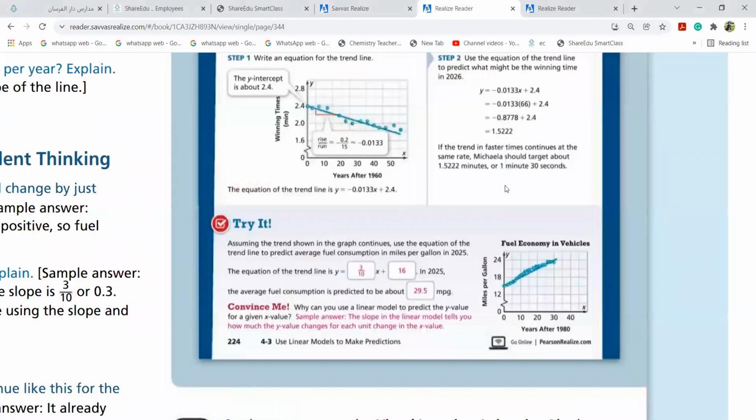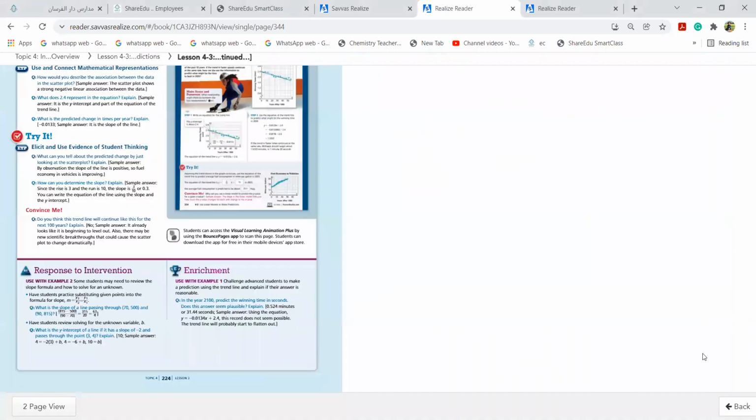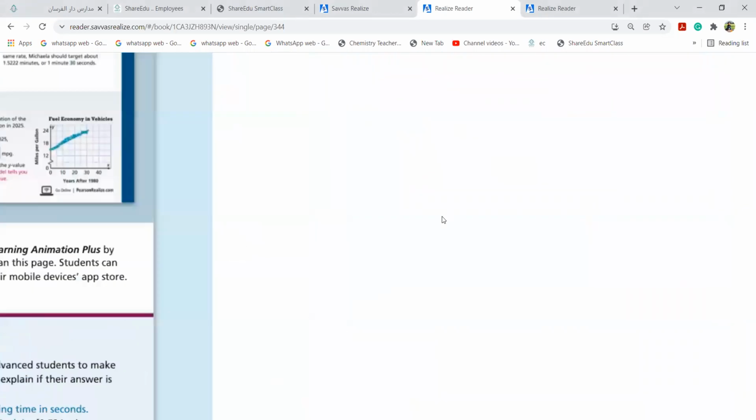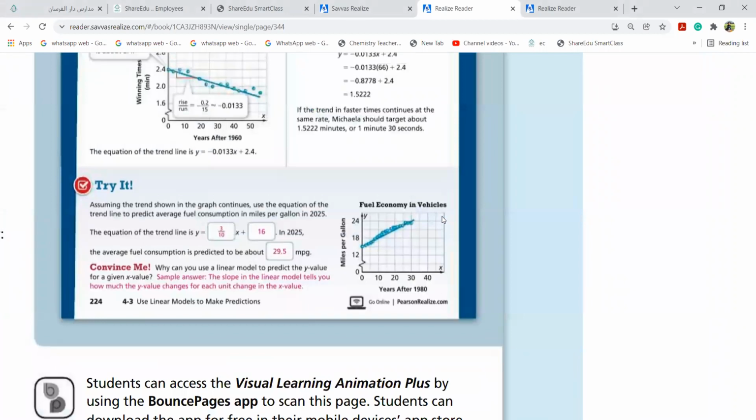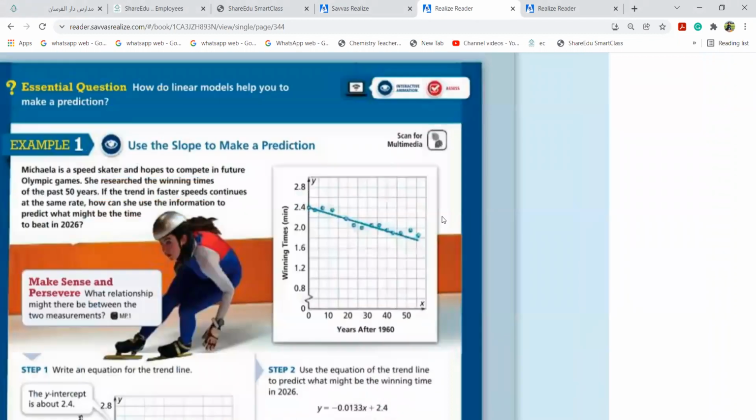So grade 8 girls, we are going to learn lesson number 4.3, use linear models to make predictions. By looking at the linear models, the graphs this time in this lesson are given, you don't have to plot them. By looking at the graph, you need to know where the y-intercept is, how to find the slope, and find the equation of the line, that is y equals mx plus b. This is what we are doing in this lesson.